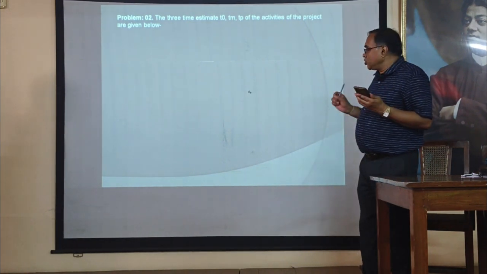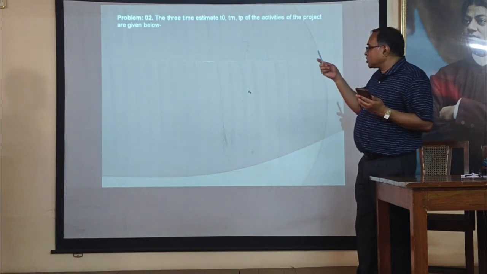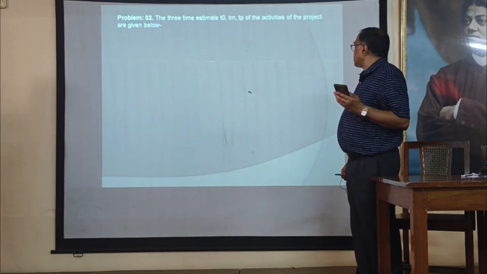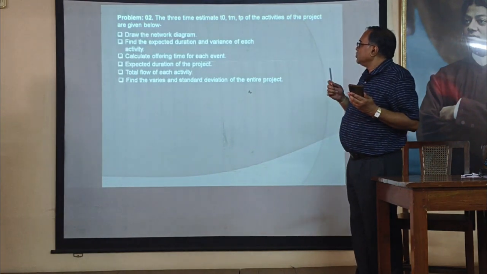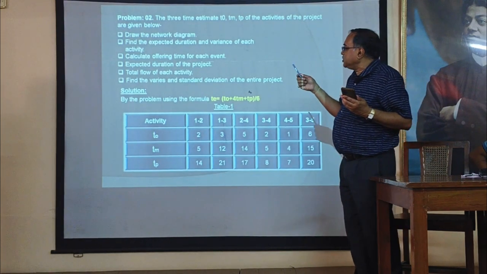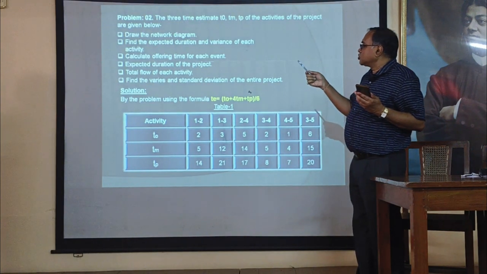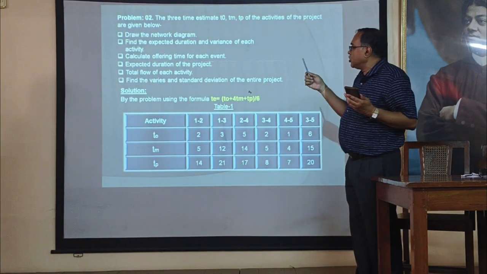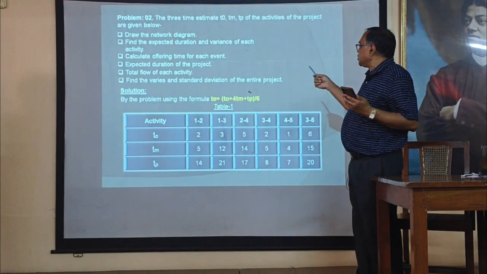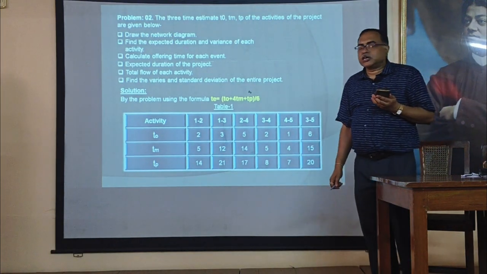Now, we use PERT for our network analysis. Now, the question is: three time estimates, TO, TM, TP, of the activities of the project are given below. Draw the network diagram. Find the expected duration and variance of each activity. Calculate the total float of each activity and the expected duration of the project. Find the variance and standard deviation of the entire project. This is our second problem.